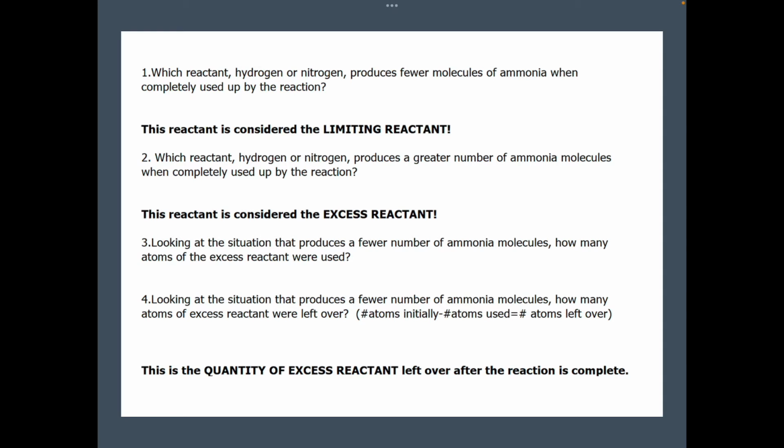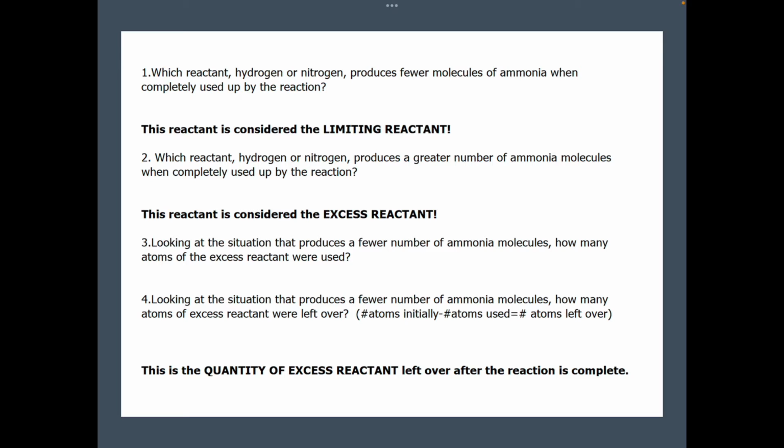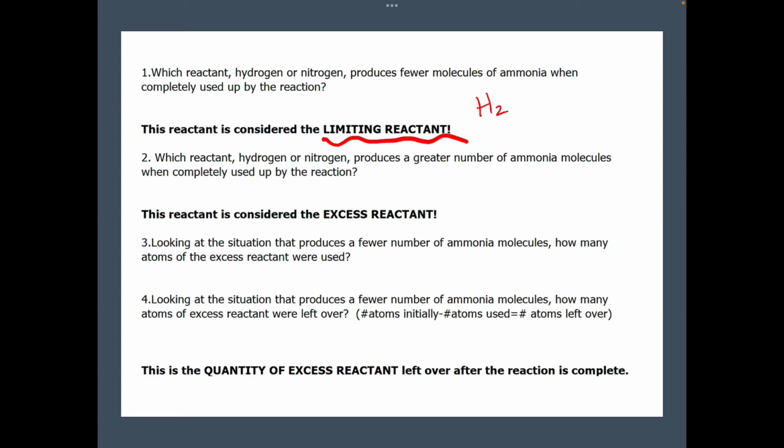Looking at this, we can now answer these questions. It says, which reactant, hydrogen or nitrogen, produces fewer molecules of ammonia when it's completely used up by the reaction? The one that produces fewer is hydrogen. So therefore, hydrogen is our limiting reactant or limiting reagent. Those terms are used interchangeably. So here our answer was hydrogen. And then it says which reactant, hydrogen or nitrogen, produces a greater number of ammonia molecules. Here our greater one was nitrogen. So nitrogen would be our excess reagent.